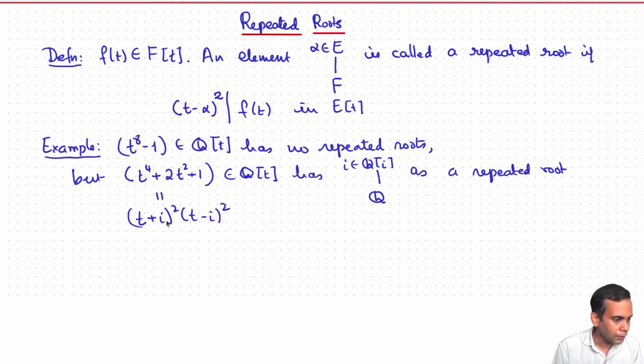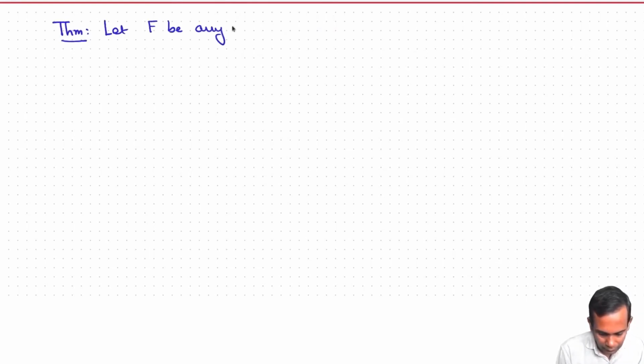Okay, now let's come to the main theorem of this lecture. So let F be any field, and let's take a polynomial f(t) with coefficients in F. Then this has no repeated roots.